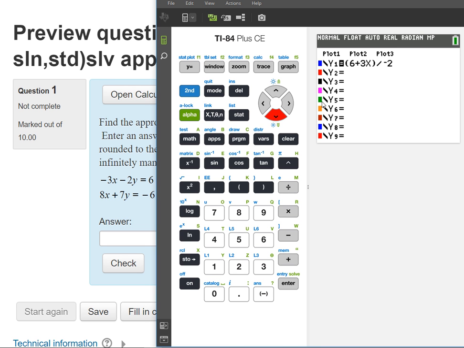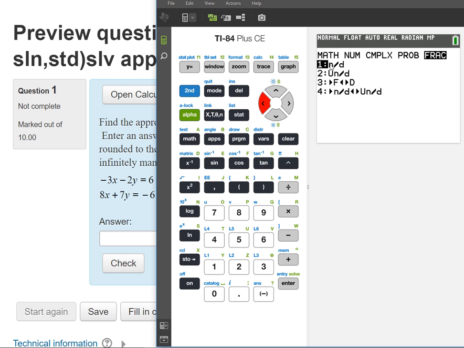If you don't want to use the parentheses, you can also use the fraction template. You can get to that if you hit the math menu, which takes you into all these different menus of things. There's a math menu, a number menu, complex numbers, probability, and then over on the right, there's a fraction menu. If I hit the left arrow to go over to the right edge, these are all the different ways I can have fractions. Well, we want the top one, numerator divided by denominator. So that's the one we want.